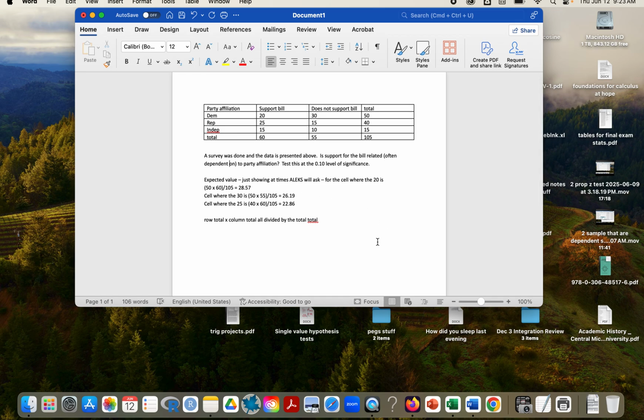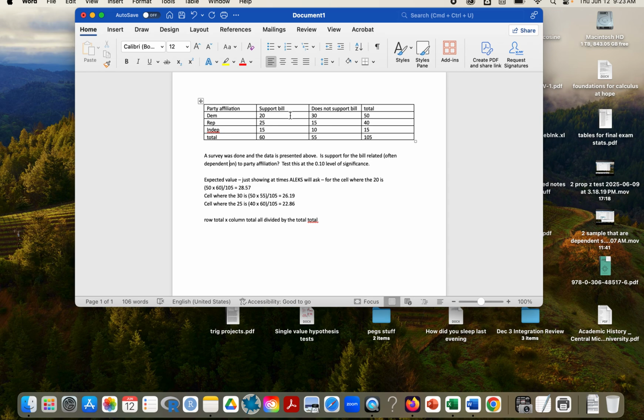Before we dive into the problem, the first thing we need to be able to do is, and I say we, the calculator will do this for us, but there are times where you will be asked to develop the thing called the expected value for the cell. And there was an expected value in the goodness of fit process as well.